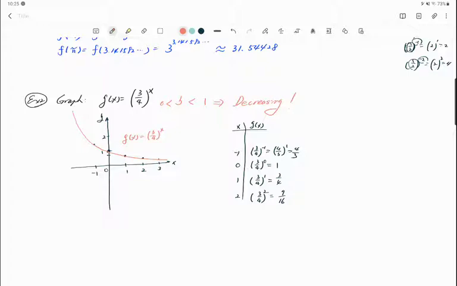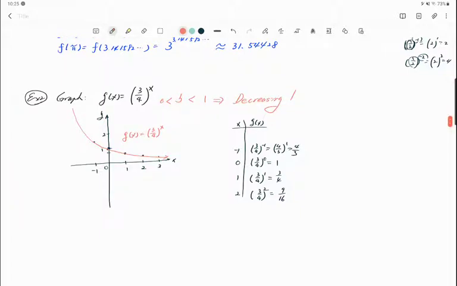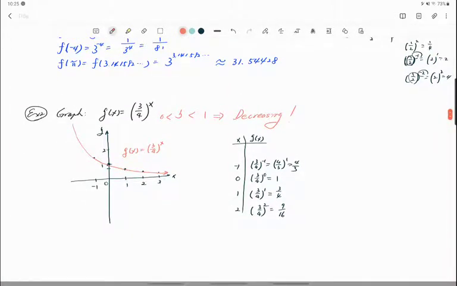So always make sure to check the base. If the base is less than 1, then the graph is always decreasing. And also the right end is approaching the x-axis, right? This right end is getting smaller but never touches the x-axis, because as x increases, the y value never becomes 0, but it's getting close to 0. Just keep that in mind. We call this the asymptote, the horizontal asymptote.